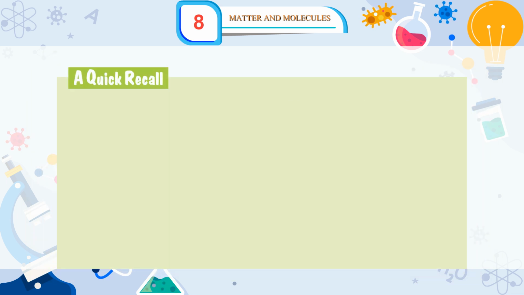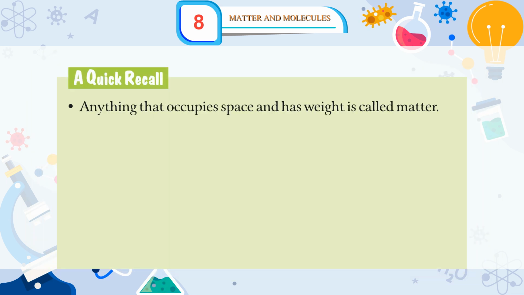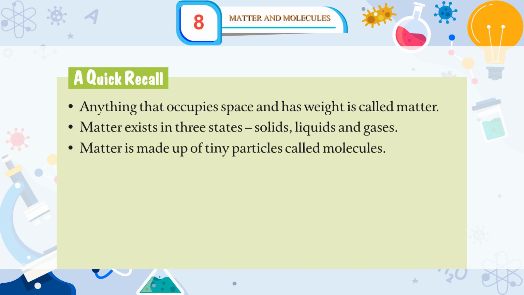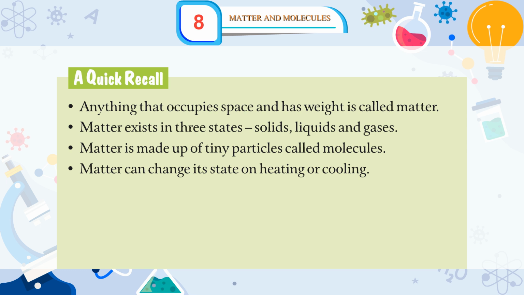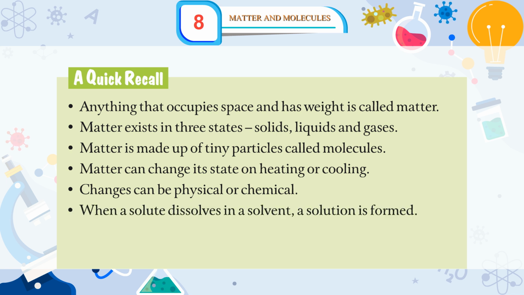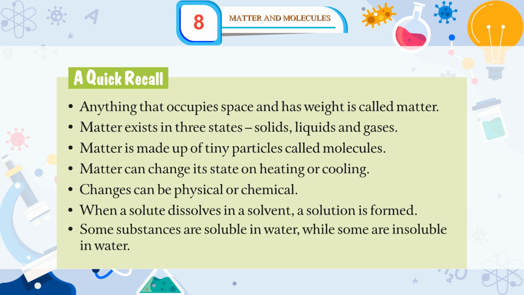A quick recall. Anything that occupies space and has weight is called matter. Matter exists in three states: solids, liquids, and gases. Matter is made up of tiny particles called molecules. Matter can change its state on heating or cooling. Changes can be physical or chemical. When a solute dissolves in a solvent, a solution is formed. Some substances are soluble in water, while some are insoluble in water.